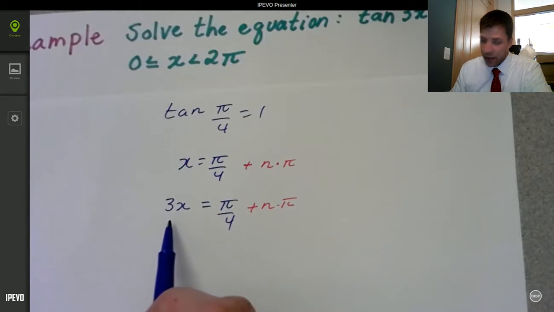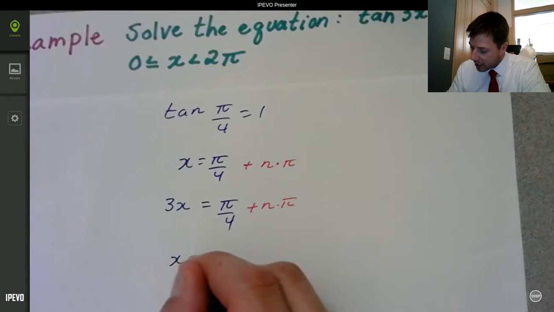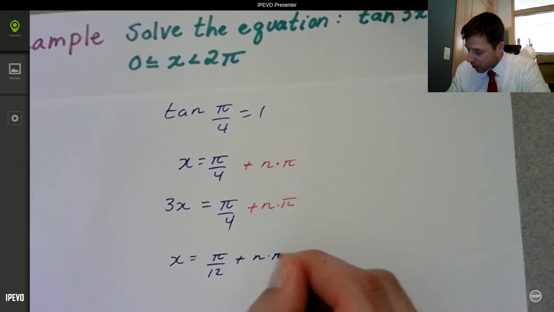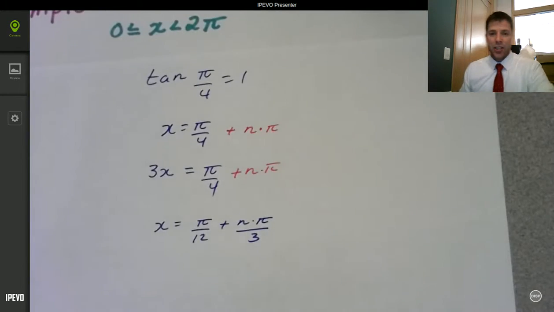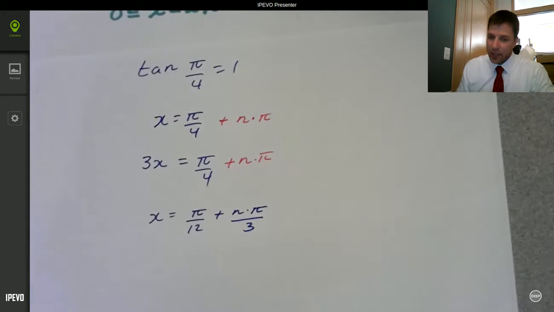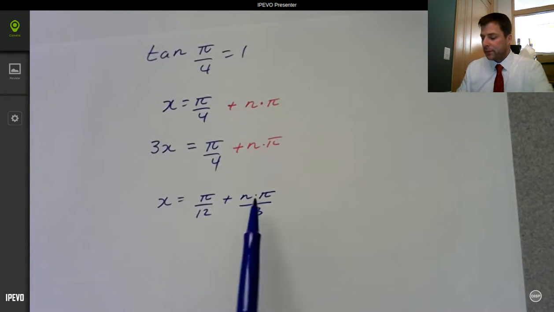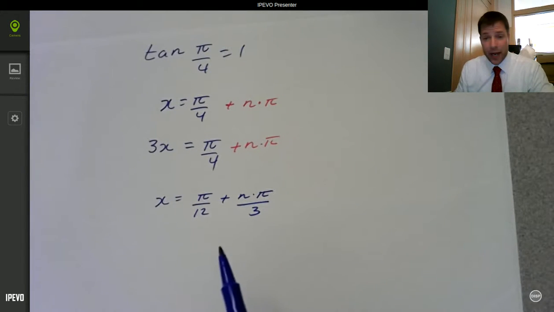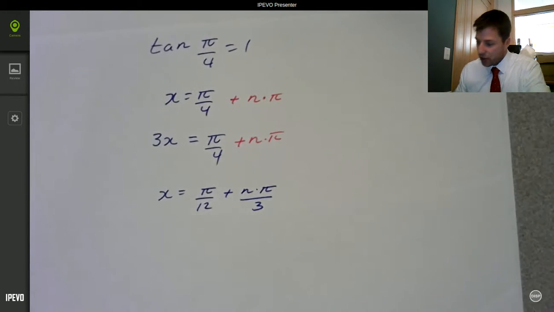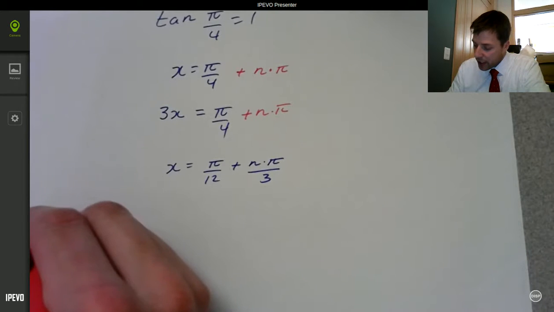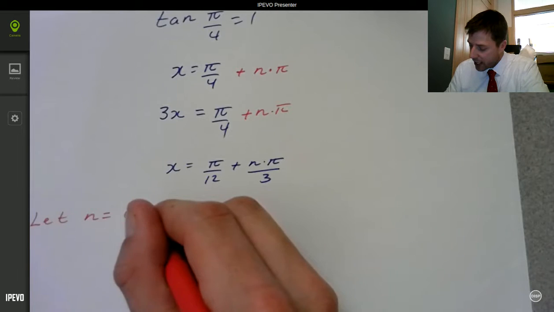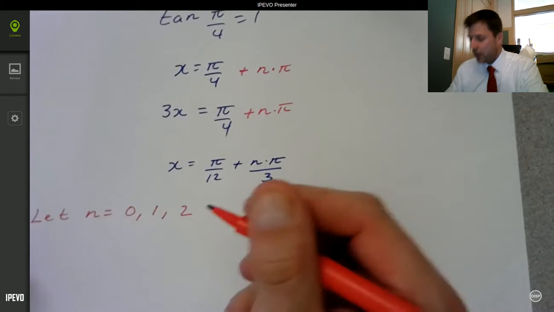So if I multiply everything by 1/3, I get x equals pi over 12 plus n times pi over 3. There's my general solution. And now they want solutions from 0 to 2 pi. Pi over 12 is really small, it's 1/12 of pi. So we need to think about how many times we can go around this unit circle, how many n's we use. Let's let n equal 0, 1, 2. I'm going to show you the first 3, and then I'll show you how to get the rest.